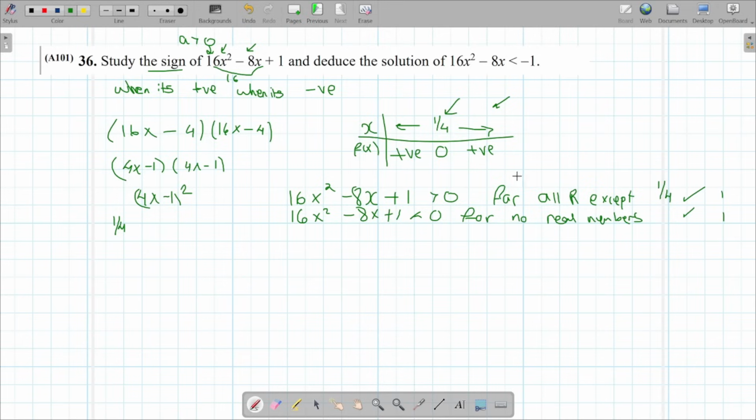So that would be 1 mark. I think there'll also be 1 mark for probably factoring. I don't think they'll give you a mark for the table. 1 mark for factoring, 1 mark for this, 1 mark for this. Oh, wait, hold up. I forgot one part. They also said deduce the solution of this. So when you want to solve these, you have to take everything to one side. So it becomes 16x squared minus 8x plus 1 less than 0. And I don't know if you can see, but that's the same thing we have over here. So you can just say for no real numbers.